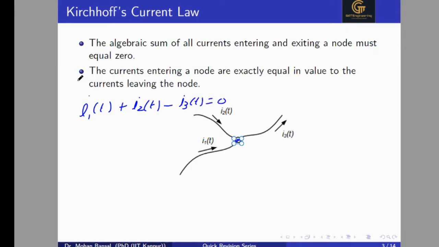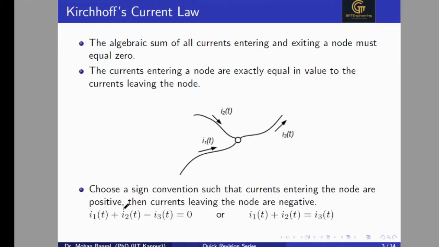The second expression is that the current entering a node must equal the current leaving the node. So here, for the current entering the node, we can write I1(t) plus I2(t) is equal to I3(t). This is the basic KCL analysis. So here we have two ways we can write: one is I1(t) plus I2(t) minus I3(t) equal to zero, and the other way is I1(t) plus I2(t) equal to I3(t). This is the KCL according to the two definitions.